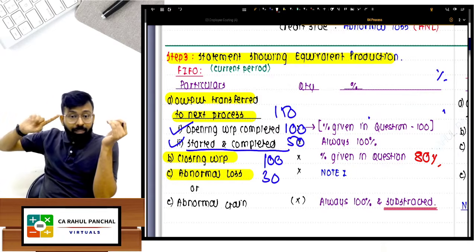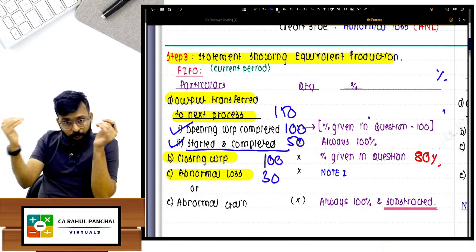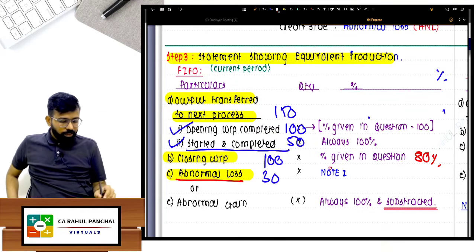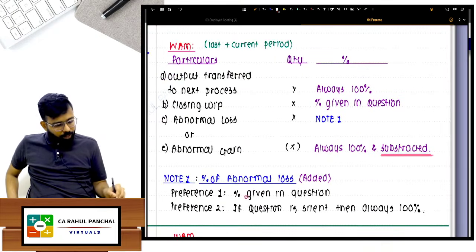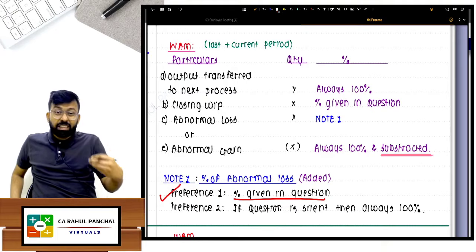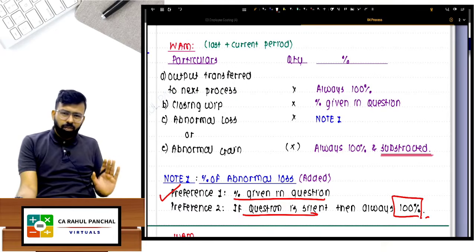Next year, when it becomes opening WIP, then you will write 20%, the balance. You must have done 80% of it, now the remaining 20% of work was done. Now you did 80% work. Okay. For abnormal loss, there is a note, guys, that preference one is that the percentage is given in the question, but if the question doesn't give any percentages, then you can take 100. It is up to you. Then you will take 100%.